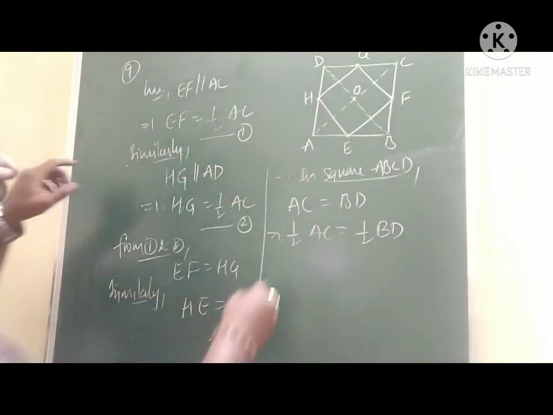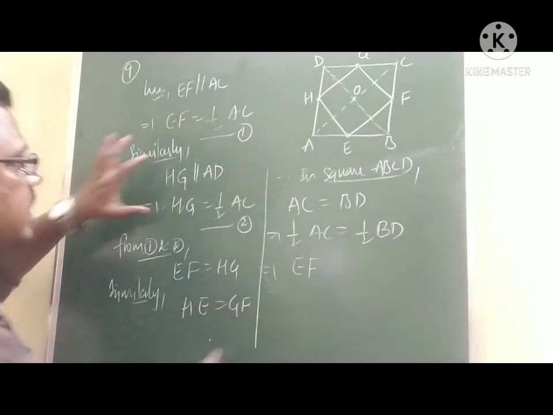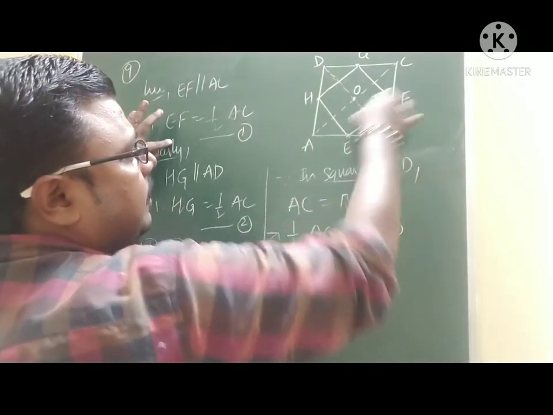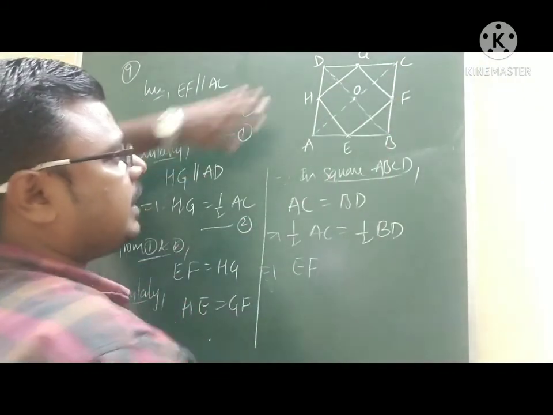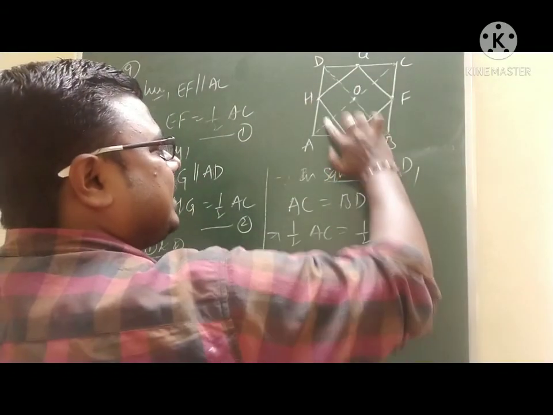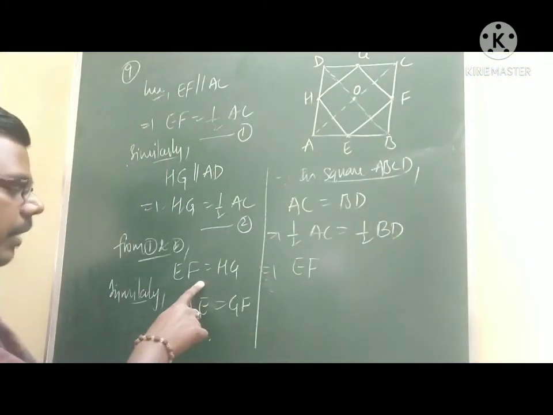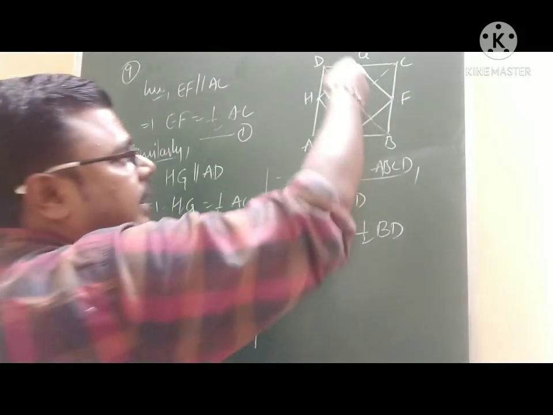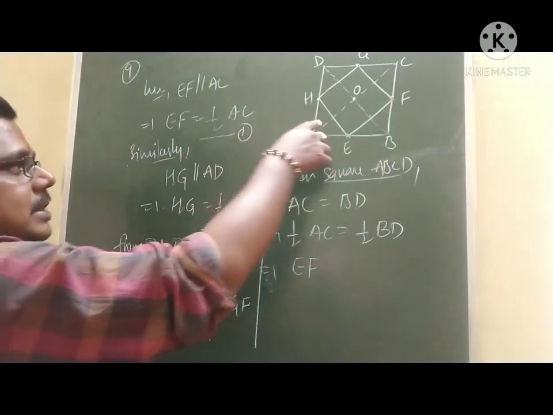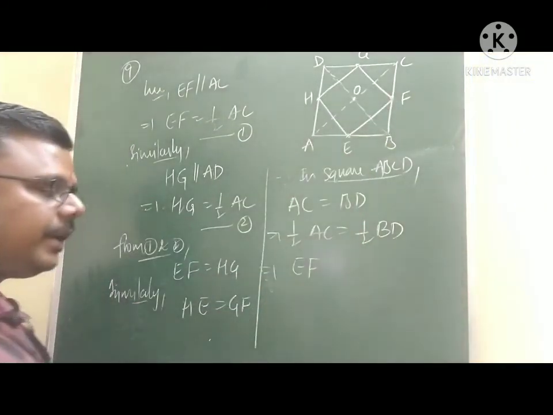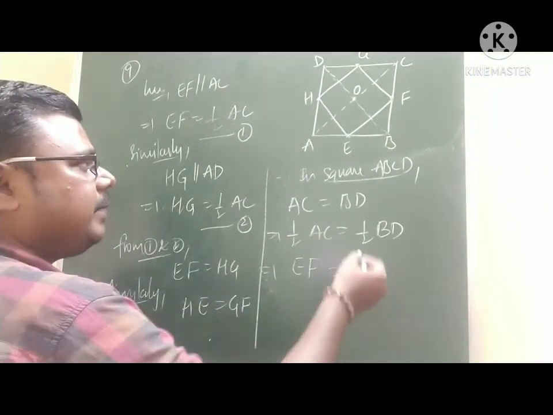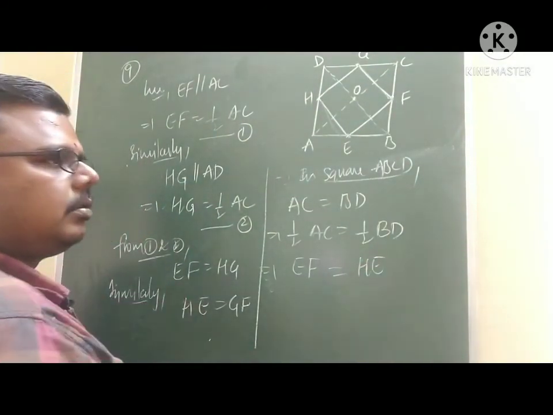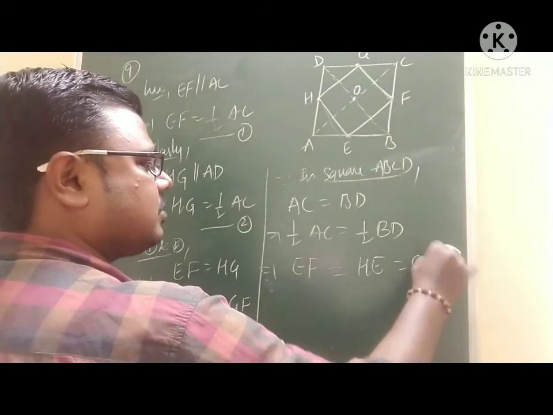Half AC means I can write EF, and for EF and HG we got half AC. Similarly, if I hide this, I will get the relation between HE and GF, which is found by considering half BD, as here we considered half AC. So half BD means I can take either HE or GF. So let us take HE, or else you can take GF also.